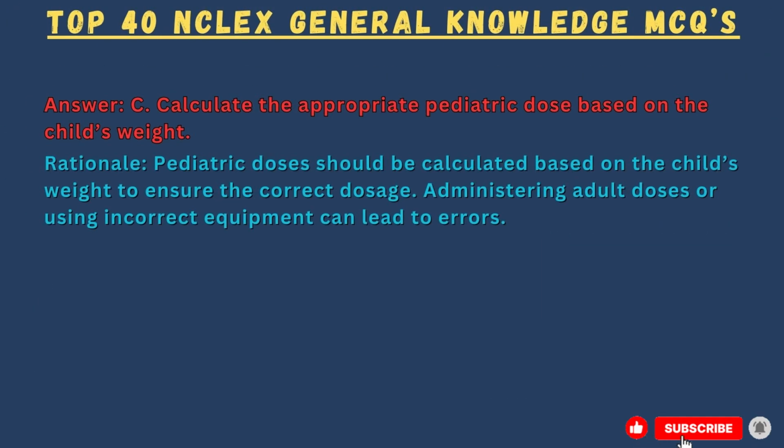Answer: C. Calculate the appropriate pediatric dose based on the child's weight. Rationale: pediatric doses should be calculated based on the child's weight to ensure the correct dosage. Administering adult doses or using incorrect equipment can lead to errors.